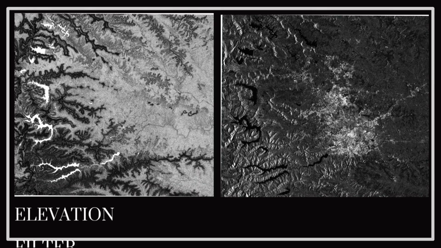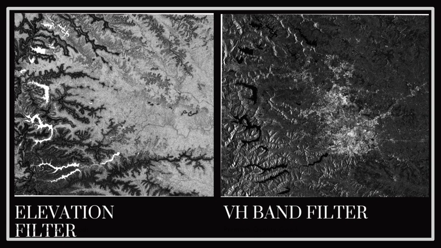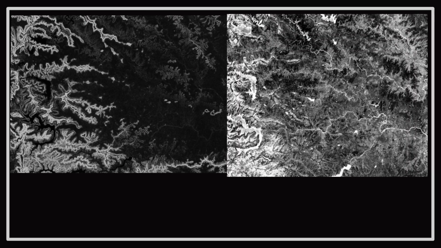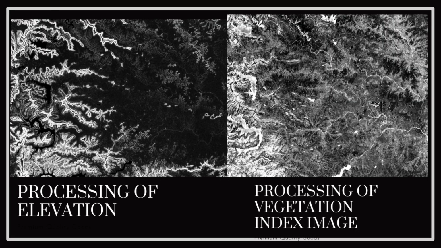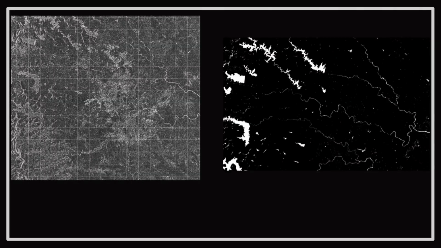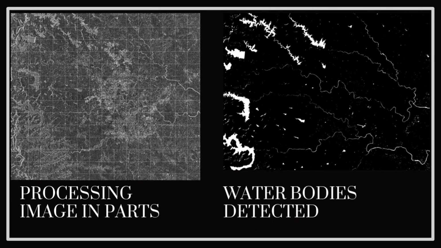This is the elevation filter and the VH band filter image after processing. This is the next image, which shows us the processing of elevation and the processing of the vegetation index. Then the processing of the image in clusters or in parts, which is then stitched and processed to get the final product, which is the water bodies detected.